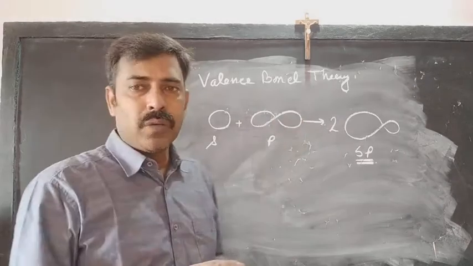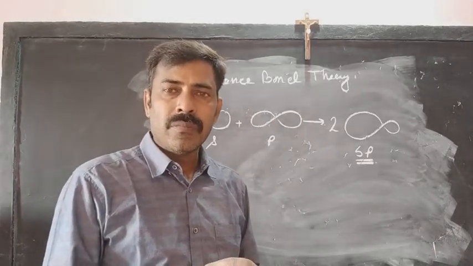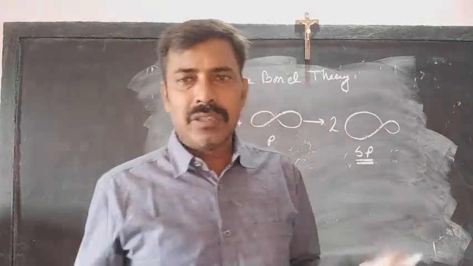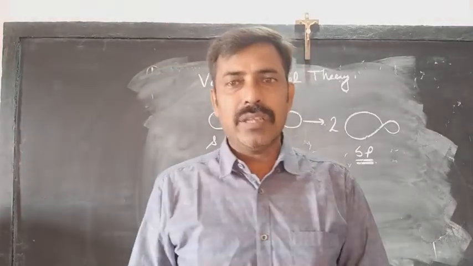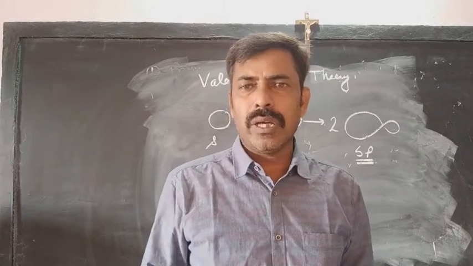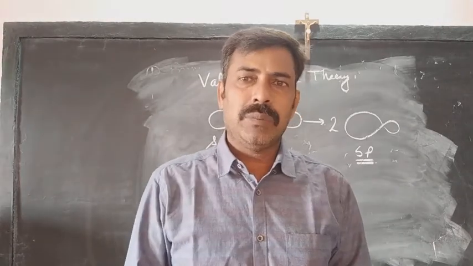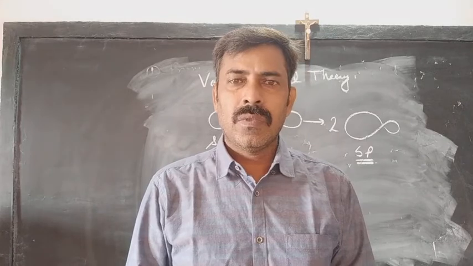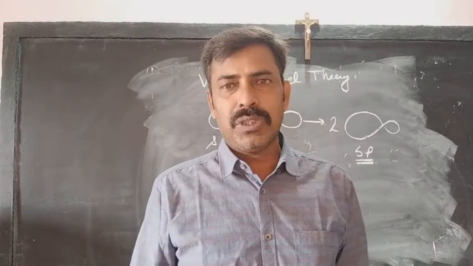How will you find what the hybridization is in a compound? Here I have said that if one S combines with one P it is sp, if one S combines with two P it is sp2, and so on, but how will you identify by looking at a compound whether it is sp, sp2 or sp3?